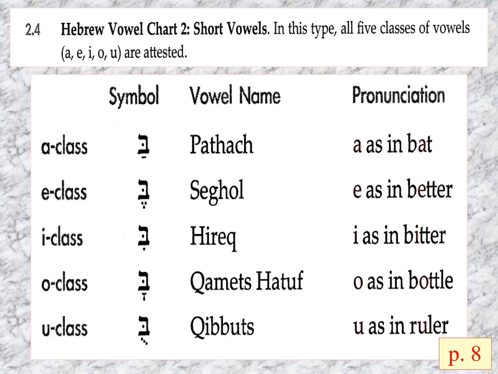Short I class, hiriq, as in bitter. Bit. The short O class is the qamets hatuf, that o as in bottle. Baw. Short O class for the qamets hatuf, baw. And then lastly, the short U class is the qibbuts, as in ruler. This would be bu.